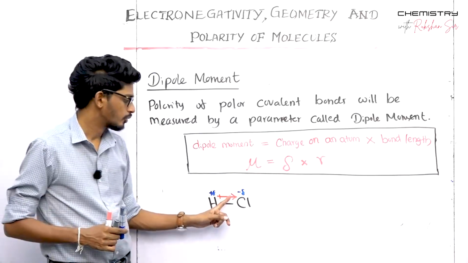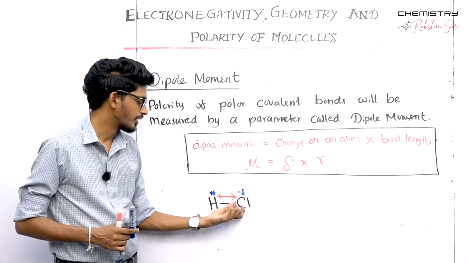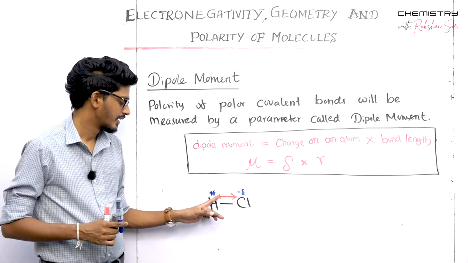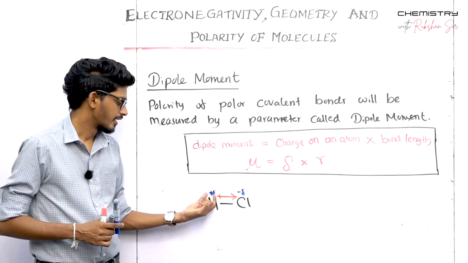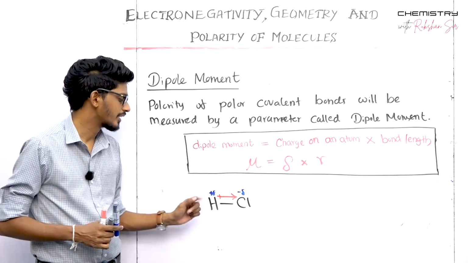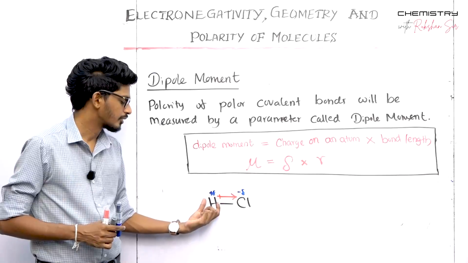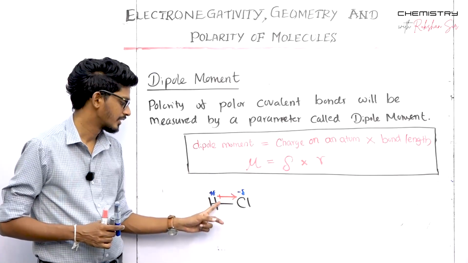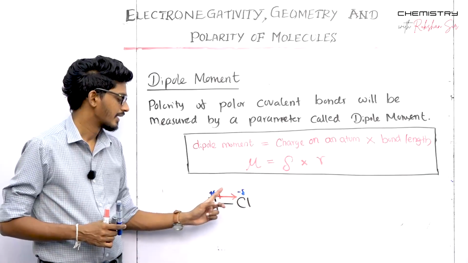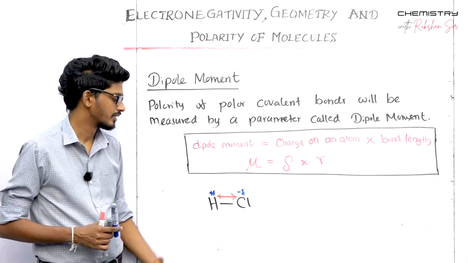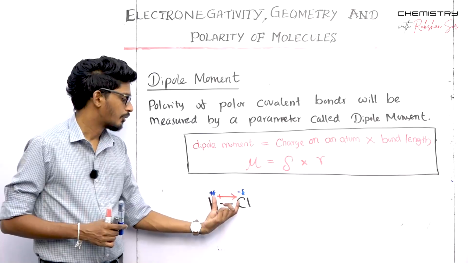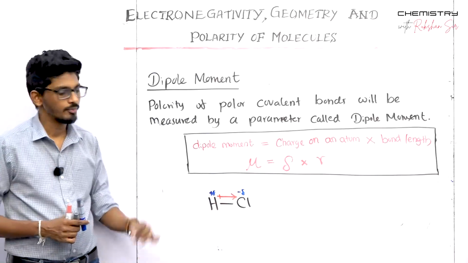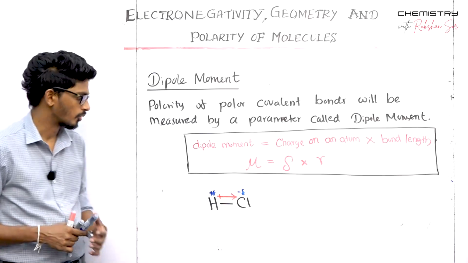Arrow head towards the electronegative atom, or the negative pole of the polar covalent bond, and the tail towards the positive terminal, or the positive delta terminal, the electropositive atom. The head towards the electronegative atom. This is how the direction of the dipole moment will be indicated for a polar covalent bond.